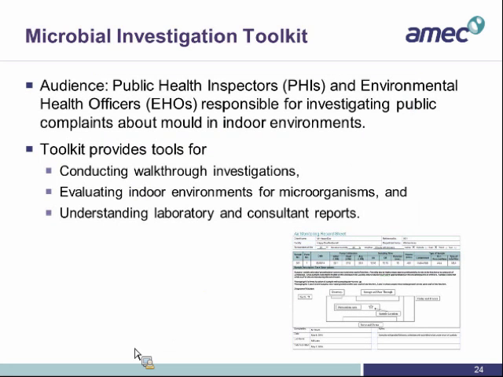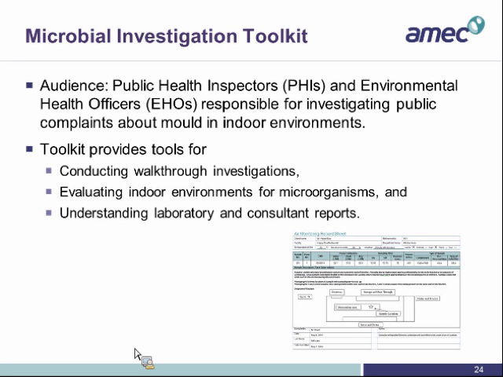So I wanted to just briefly talk about this microbial investigation toolkit that we produce for public health inspectors and environmental health officers across Canada, because they really wanted to understand, how do you conduct a walkthrough inspection? Some of these folks are responsible for actually doing some investigation. Some people are just answering questions from the public. So they had a variety of needs.